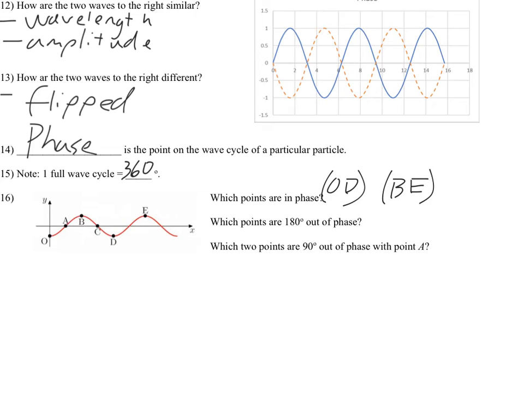Now, which points are 180 degrees out of phase, so that is half a wave cycle off? There's actually, I think, 4 answers here. The first one we see are O and B. One's at a crest, one's at a trough. So O and B are 180 degrees or half a wave apart. The next two we see are A and C. They're half a wave apart. One hump of a wave is half of a wave. So A and C. Then we have B and D. Notice how B is at a crest, D is at a trough. And the last one is D and E. D's at a trough, E's at a crest, so we have D and E.